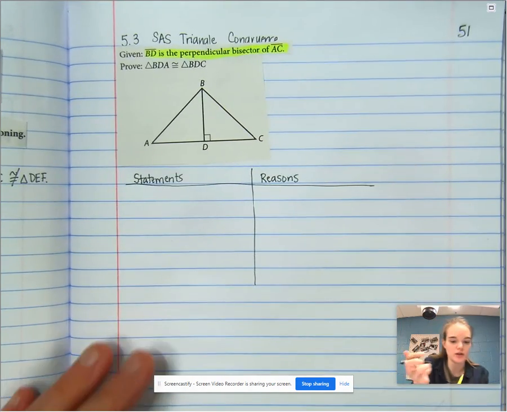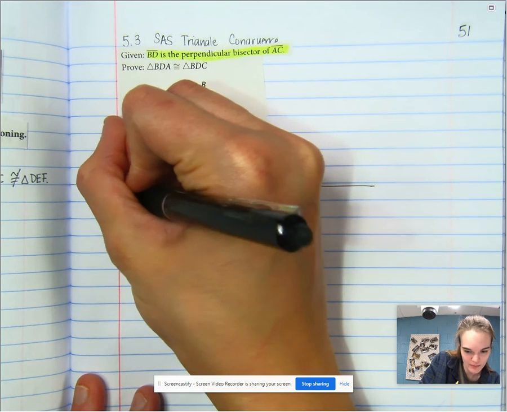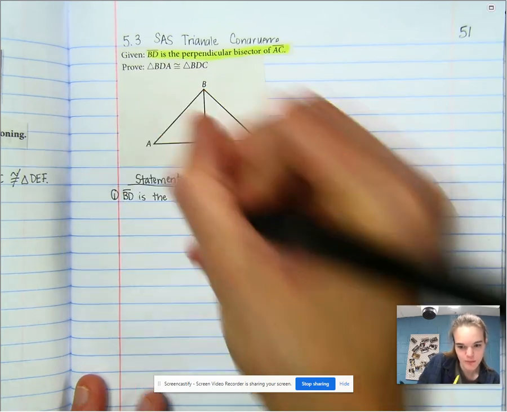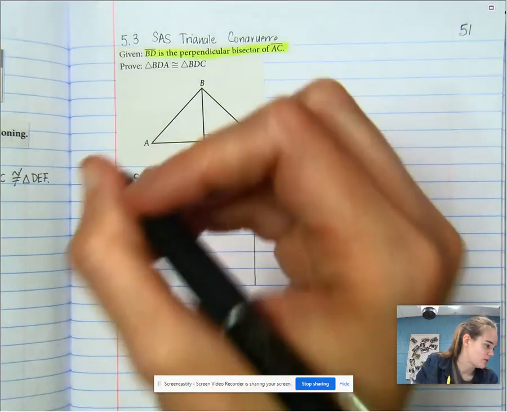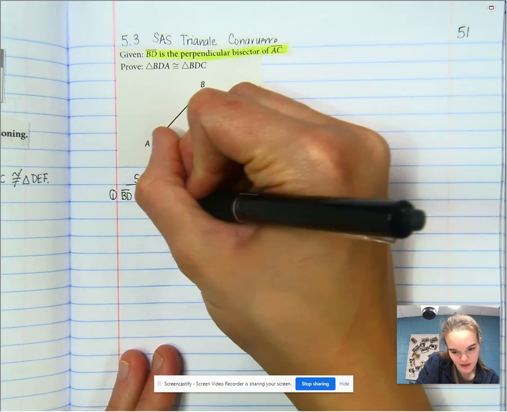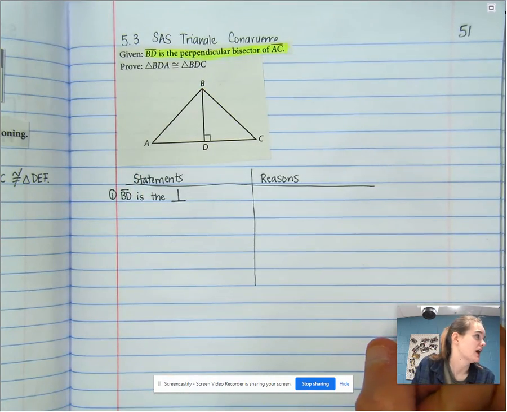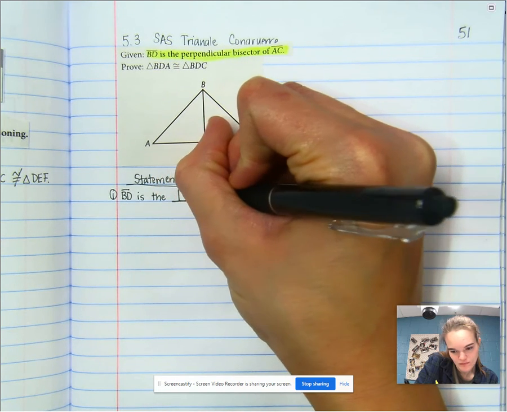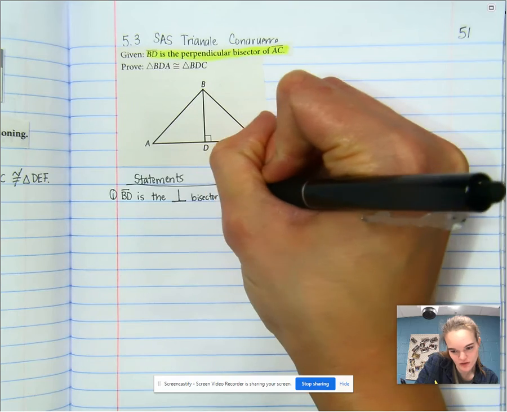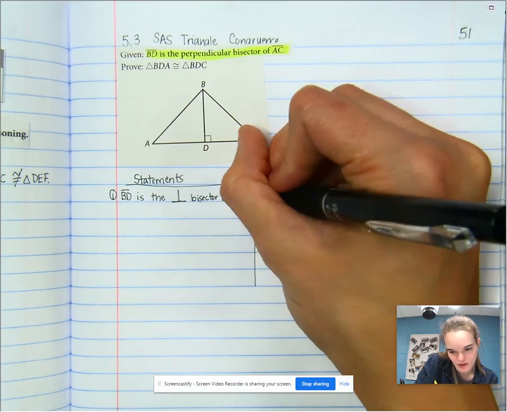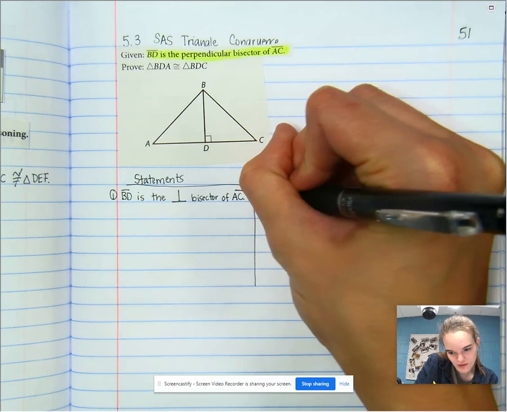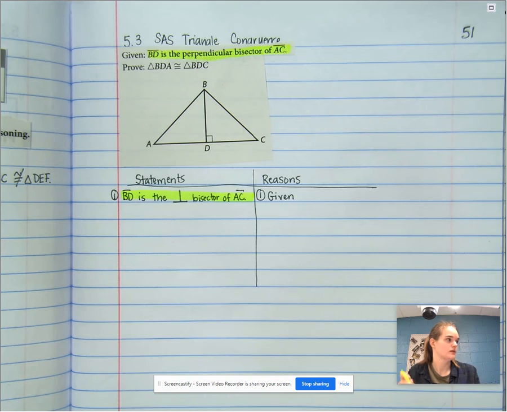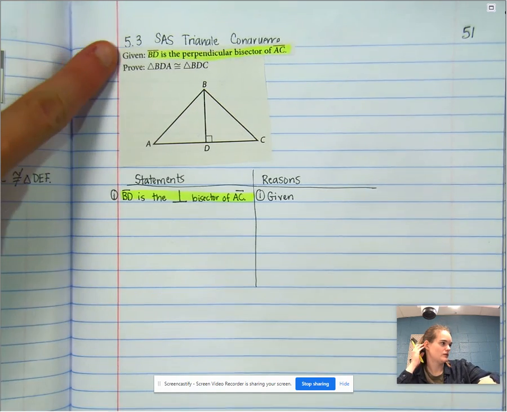Okay, but the first thing we're going to do is write down that BD is the perpendicular bisector of AC. By the way, to save some time, the perpendicular symbol is an upside down T, like that. And that's actually going to tell us a lot of good things there. And the reason is that it is given. You always are going to put that given first, okay? Okay, we'll end with this.